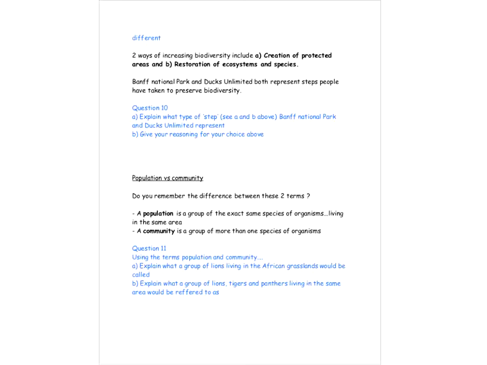Okay, so we're talking about populations and community. Good stuff. They're similar ideas, right? A population is a group of the exact same species of organism living in the same area. A community is a group of more than one species of organism. Now the trick is sometimes a community can be similar creatures, but just a little bit different. So here's the question. Now that we know the definitions, if you're talking about a group of lions living in the African grasslands, would that be a population or a community?